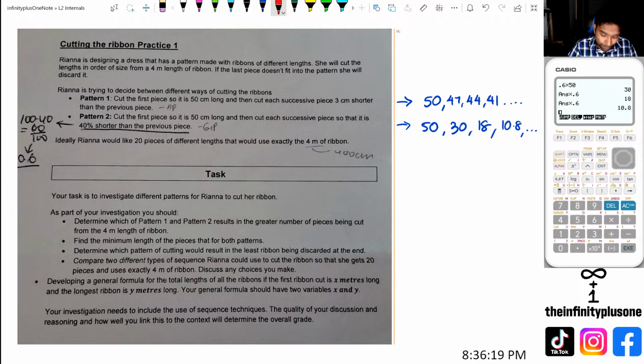It's very possible. So pattern one is going to be arithmetic progression patterns. Geometric is pattern two. So that's what we are looking at.